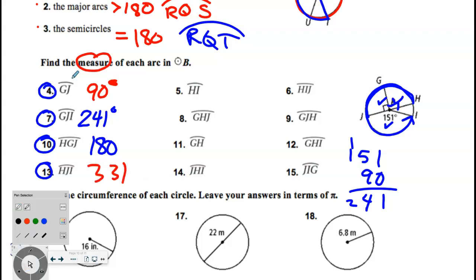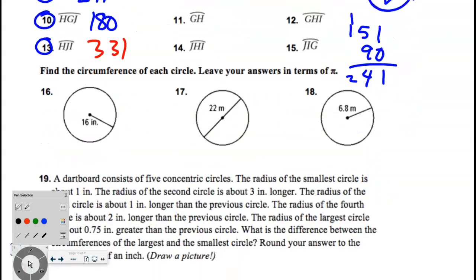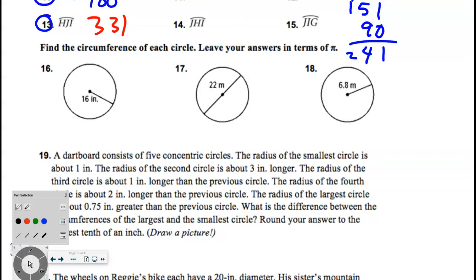All right, so hopefully those went well. I was going to walk around and check, but I felt good about it yesterday. And then these 2 things we need to know how to do today.